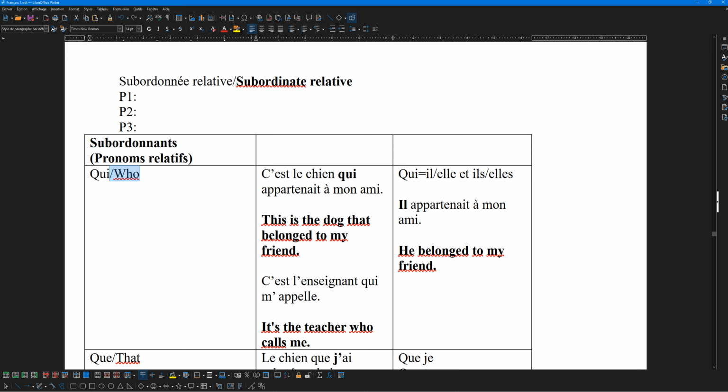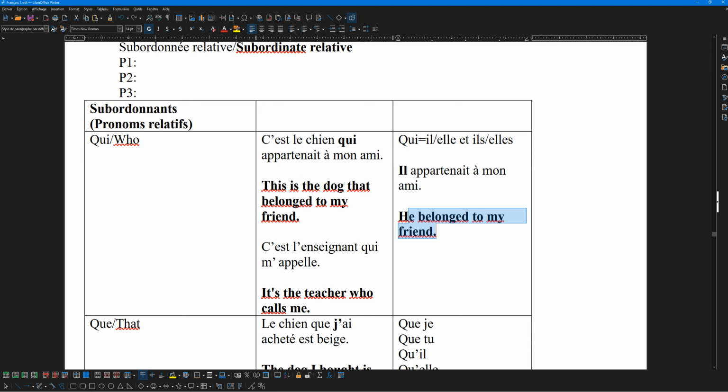Qui, like who. This is the dog that belonged to my friend. C'est le chien qui appartenait à mon ami. So qui will replace the dog. And qui can be il ou elle, him or her. It can also be them. It will replace the thing that we talked about previously and it will do the action. Qui will be like il, like he belonged to my friend.